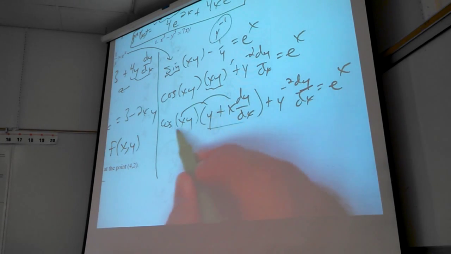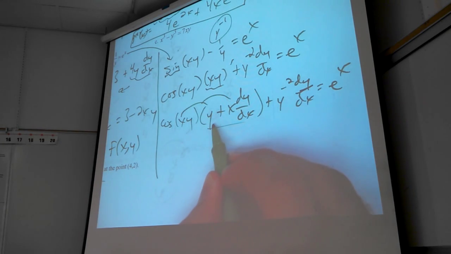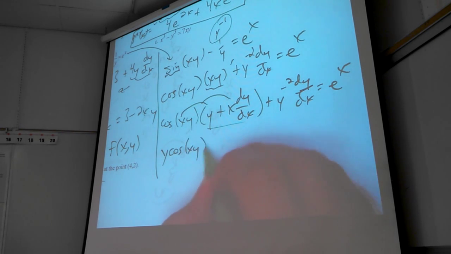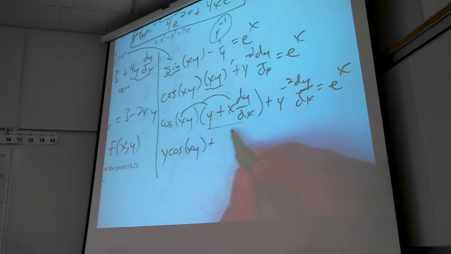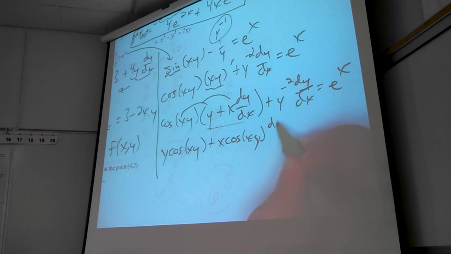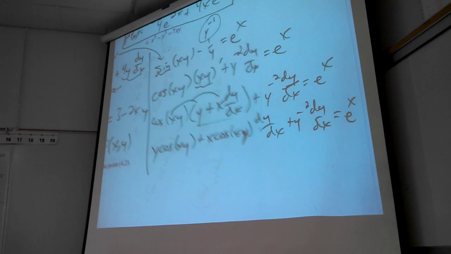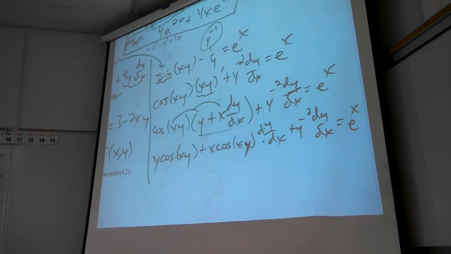So now to distribute this, what happens? Do I get cosine xy squared? No. Hell no, right? I don't have that magic. So y times cosine xy plus x cosine xy dy dx. I like it. Plus y to the negative 2 dy dx equals... Alright.